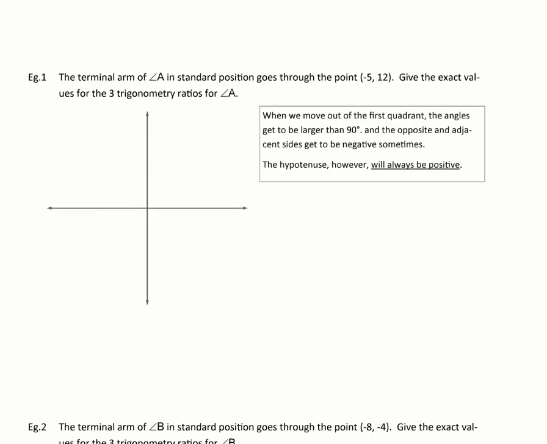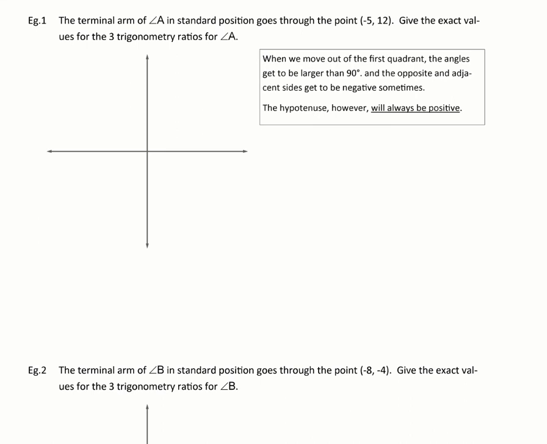Okay, on the next page, we've got another example. It says, the terminal arm of A in standard position goes through the point -5, 12. Give the exact value of the three trig ratios for A. So let's move out of the first quadrant so that we have an angle that goes through the point -5, 12. Well, -5, 12 might be about there. If I draw my terminal arm like that, and there's my initial arm there, here's the angle. This time it's called A instead of theta.